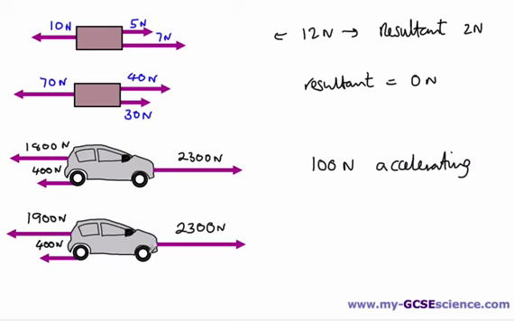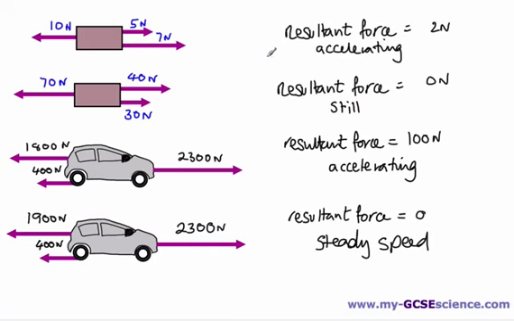accelerating. And for this car, you can see 2,300 on this side, 2,300 on this side, and if we add the two forces on that side, that's 2,300. That would be going at a steady speed. Let me just tidy up this a little bit. So these are the tidied up answers for these 4 examples, and if you got those, well done, and if you didn't, it might be worth just going back and having a look at the last few minutes of this video again.